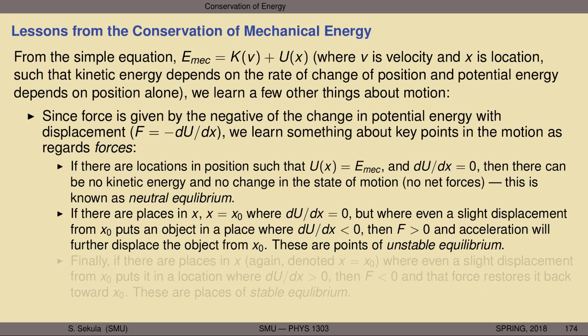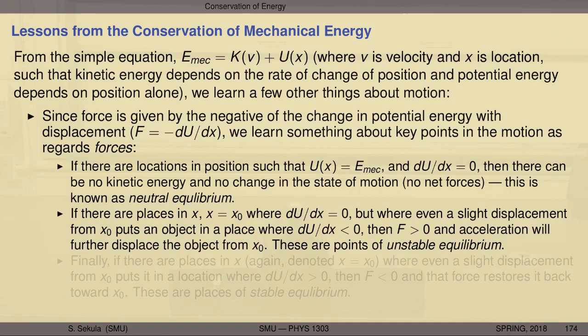Think about it as a runaway acceleration. These are points of unstable equilibrium. So they are equilibrium locations. It is true that at exactly that spot, there are no net forces acting on the object. But even a slight perturbation, the slightest nudge changing the position of the object, say a ball, will suddenly put the ball in a place where du/dx is less than zero and there is a net positive force, which further decreases potential energy.